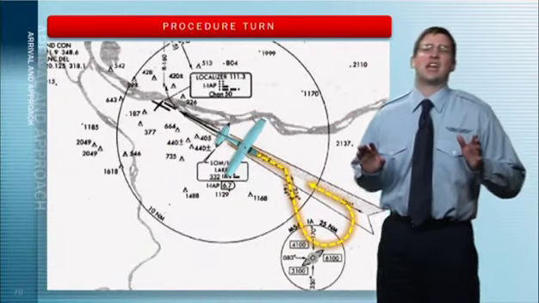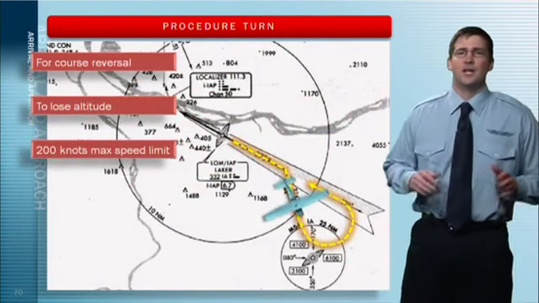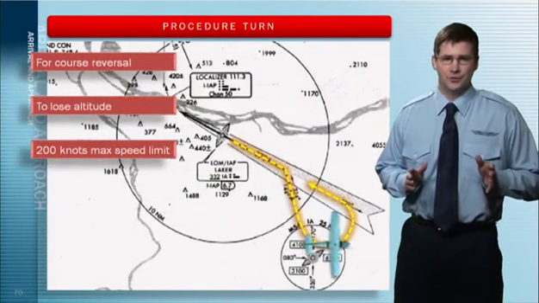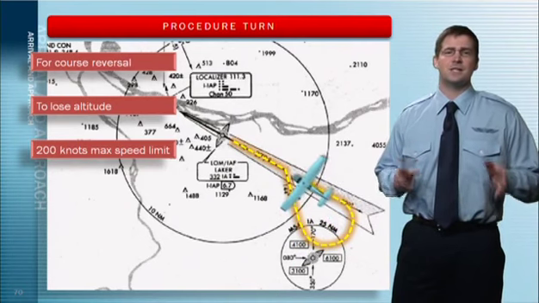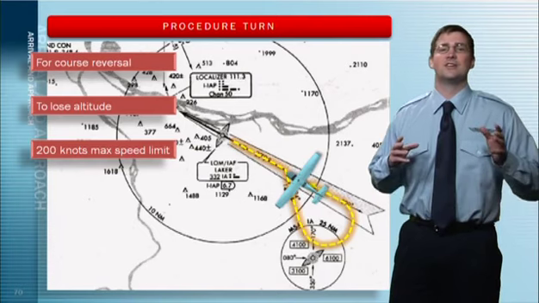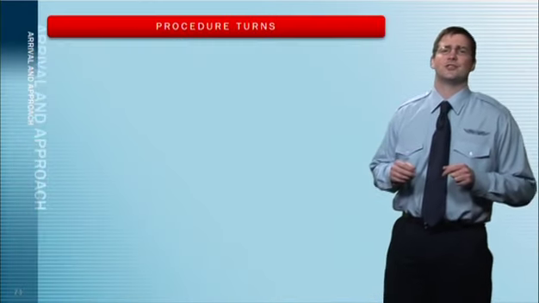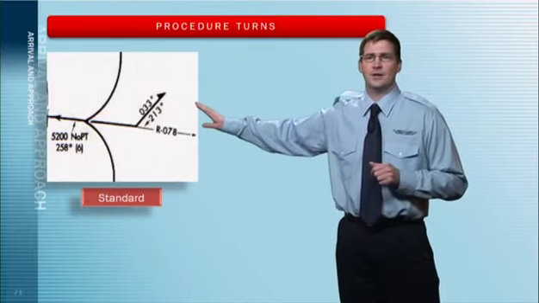Now let's look at an aircraft flying a procedure turn with this example you see right here. The procedure turn is used for 2 purposes, to reverse course and to lose altitude, and it must be done at or below 200 knots maximum speed. Here is additional information on some procedure turns. Let's look at a standard procedure turn first. You can see that right here.